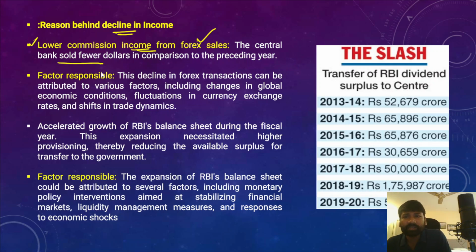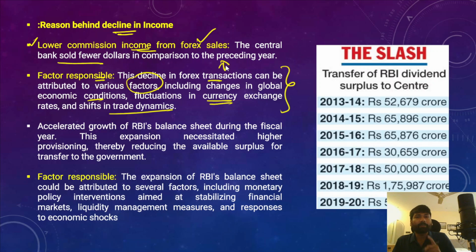And after that, there are certain factors which are also responsible for the declining income of the RBI. So this decline in forex transactions with the RBI can be attributed to different factors. They include the global economic conditions that were prevailing, fluctuations in currency exchange rates, and also shifts in trade dynamics. All these factors have contributed to the lower commission income from the forex sales. And apart from that, there is an accelerated growth of RBI's balance sheet during the fiscal year. Now, accelerated growth of the balance sheet of the RBI would lead to the expansion of necessitated provisioning of the balance sheet, and thereby it will reduce the available surplus to transfer to the government.